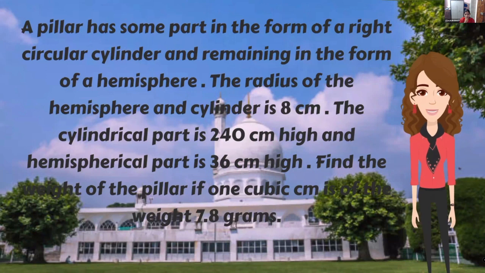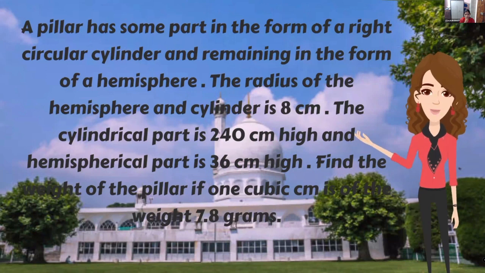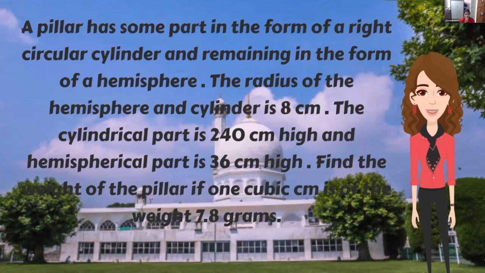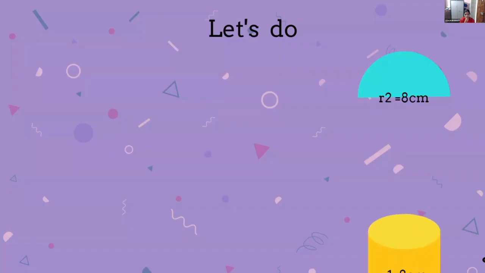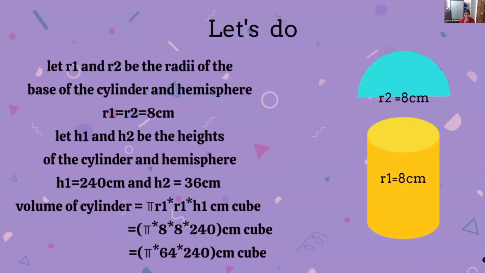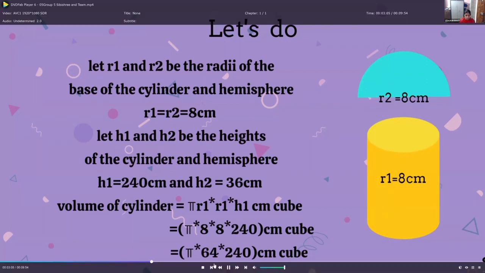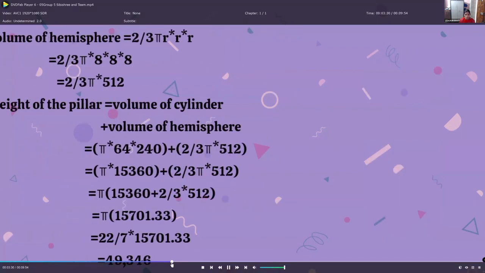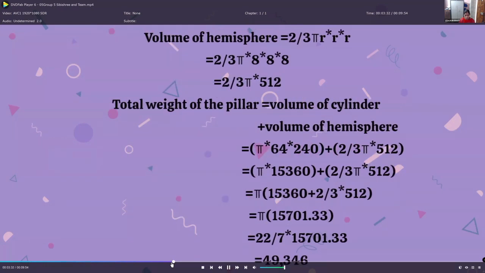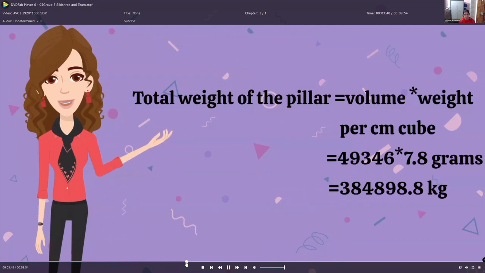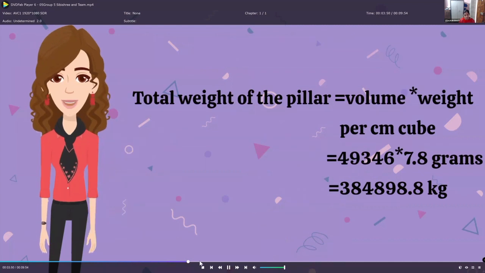Find the weight of the structure, given that 1 cubic centimeter is of weight 7.8 grams. Let the radii at the base of the cylinder and hemisphere be R1 and R2 centimeters respectively. R1 and R2 is equal to 8 centimeters. The volume of the hemisphere is 2 by 3 pi r cube. So, 2 by 3 pi into this is the working part. And the total volume is the cylinder plus the hemisphere.